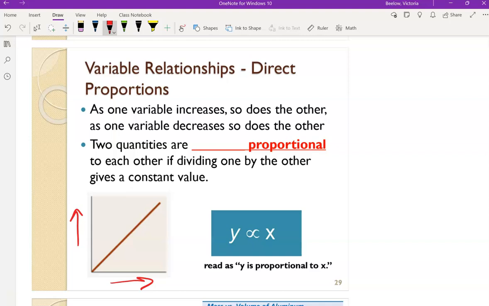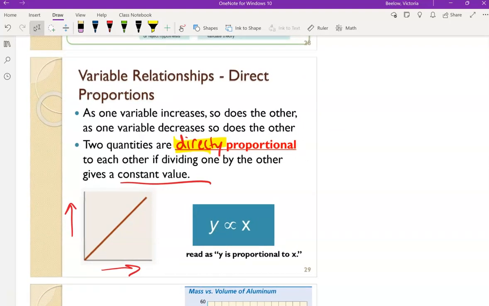So if these two variables have that relationship, they are directly proportional. So mathematically speaking, they are directly proportional to each other if dividing one by the other gives a constant value. Constants will come up a lot in this unit. They're numbers that have already been tested and discovered by scientists. And that relationship, a direct relationship, will look like this on a graph.